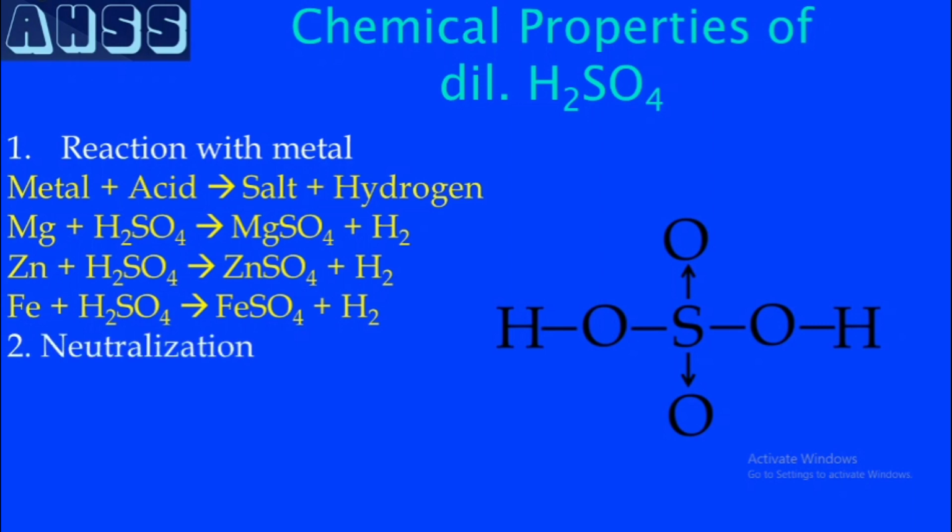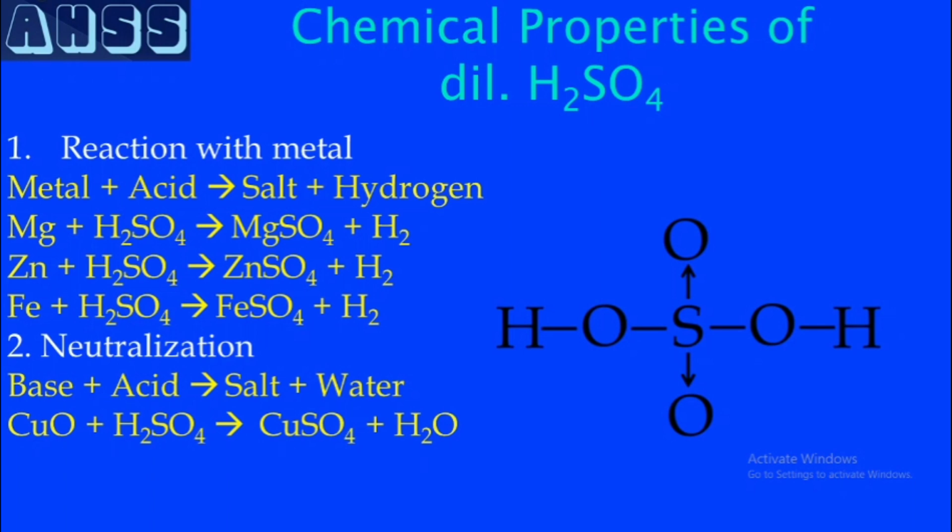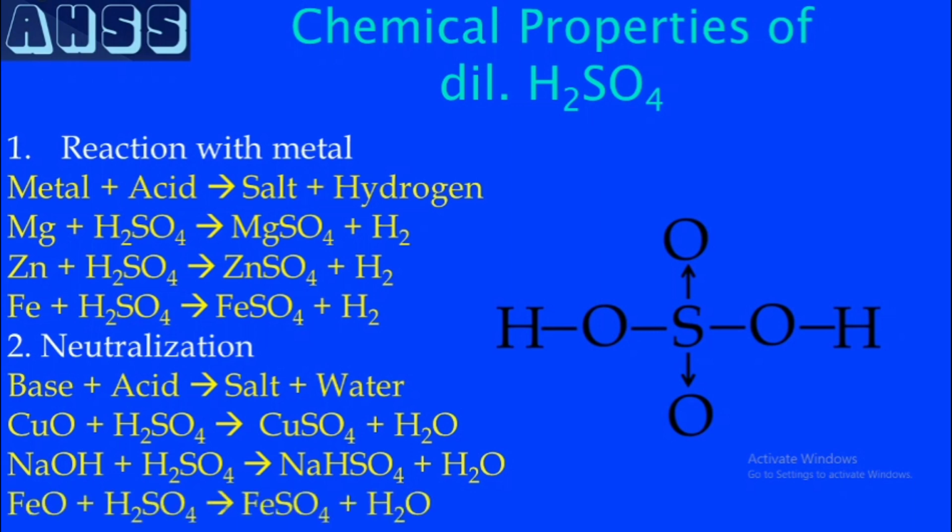Next is the neutralization reaction, which is a typical reaction for all acids. Neutralization reaction means when a base reacts with an acid, it gives salt and water. So you can see here when copper oxide reacts with sulfuric acid, it gives copper sulfate and water. When sodium hydroxide reacts with sulfuric acid, it gives sodium bisulfate and water. When ferrous oxide reacts with sulfuric acid, it gives ferrous sulfate and water.